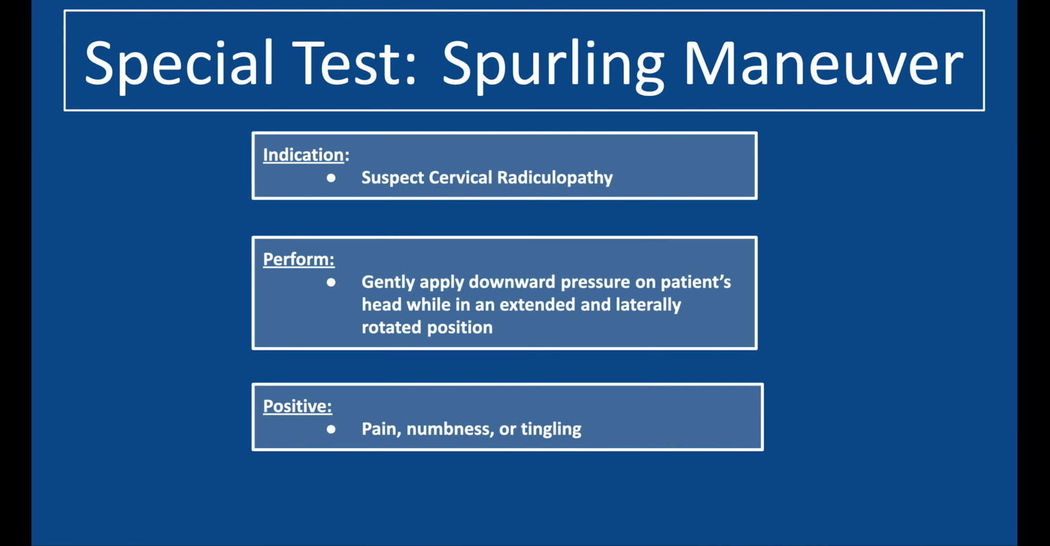The Sperling maneuver is indicated if you suspect cervical radiculopathy. To perform, gently apply downward pressure on the patient's head while in an extended and laterally rotated position. It is positive if there is pain, numbness, or tingling.